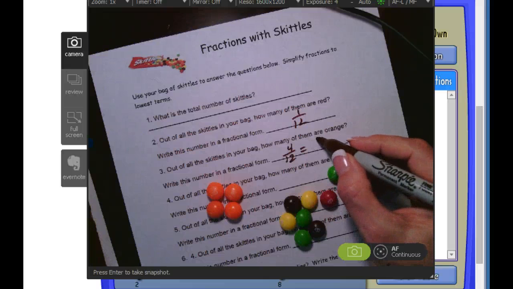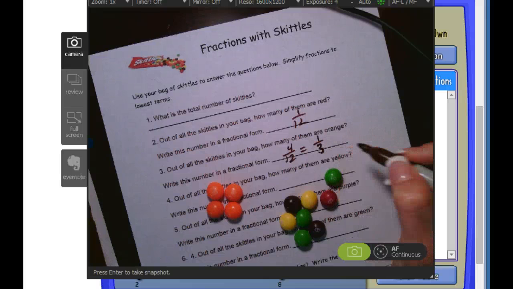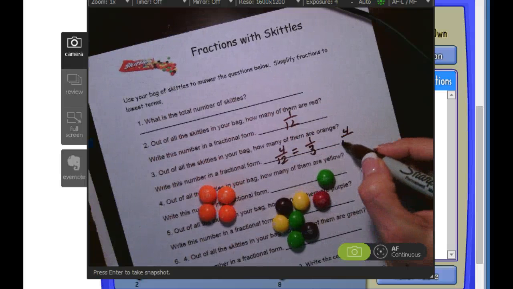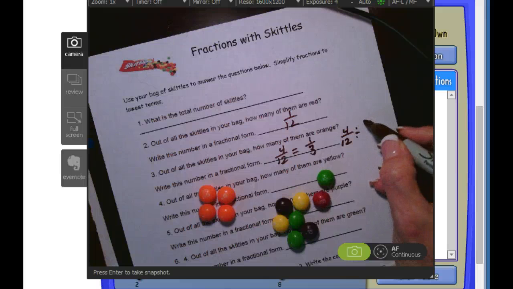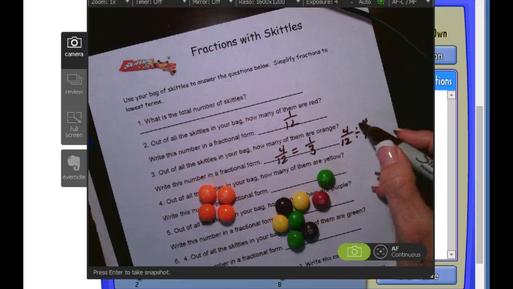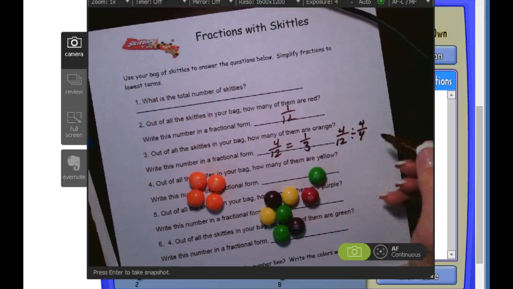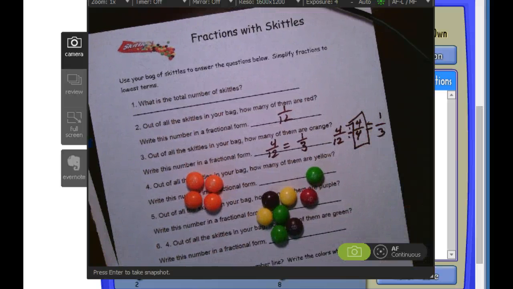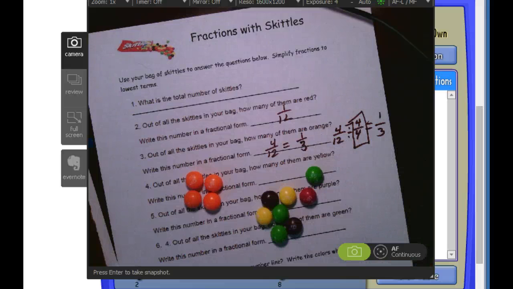I know that 1/3 is also equivalent to 4/12 because if I divide the numerator and the denominator by 4, I get 1/3. And remember, this represents 1. There's maybe other fractions that are equivalent.